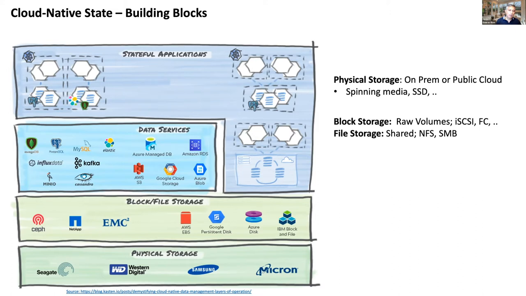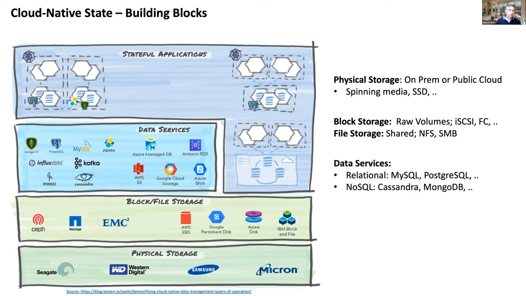Right above it, you have block and file implementations for storage. Block gives you a way to have raw volumes. You can have local block storage, of course, and protocols like iSCSI and Fibre Channel that are used under the covers. Amazon, for example, has the AWS Elastic Block Store, EBS, which is an implementation of this. File storage, on the other hand, is typically shared. You have protocols like NFS and SMB. And if I stick with the AWS example, it's EFS, the Elastic File System, which is an implementation of that. Of course, there are many more implementations from various vendors, and they all have pros and cons.